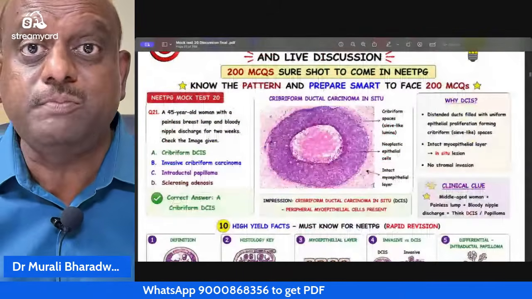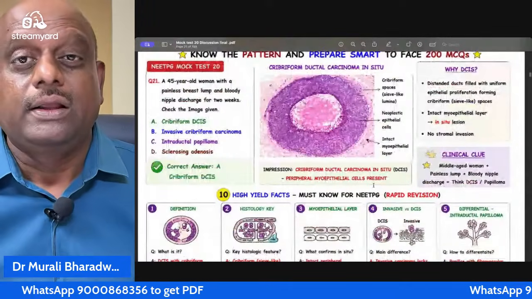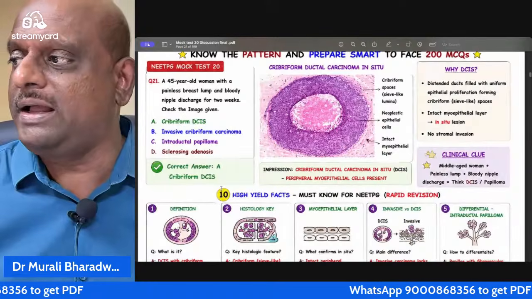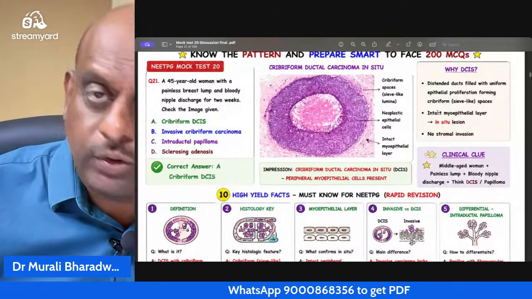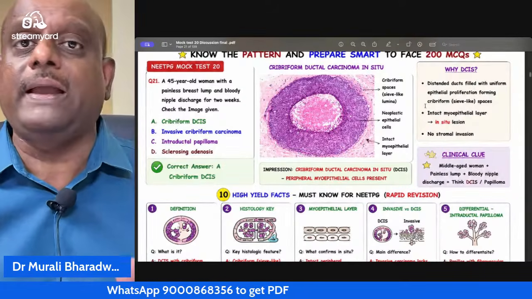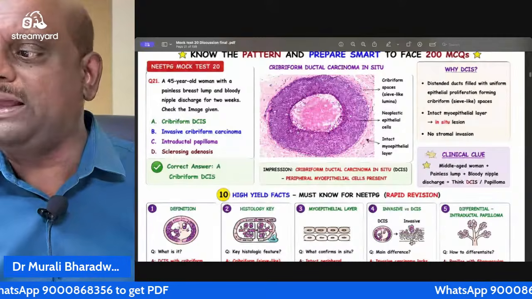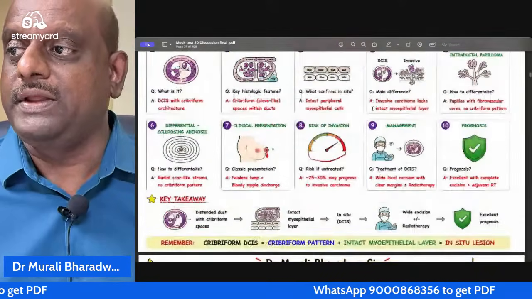A 45-year-old with painless breast lump and bloody nipple discharge. It is cribriform ductal carcinoma in situ: no stromal invasion, intact myoepithelial layer, distended ducts filled with uniform epithelial proliferation forming a cribriform appearance. That is the histological feature we need to remember.